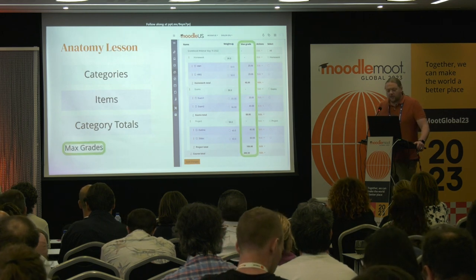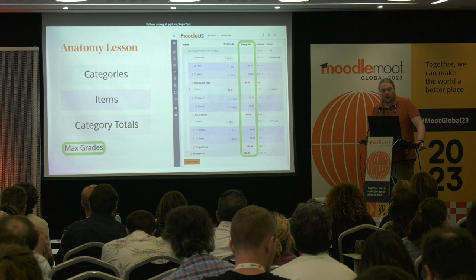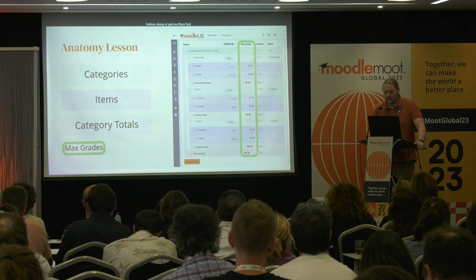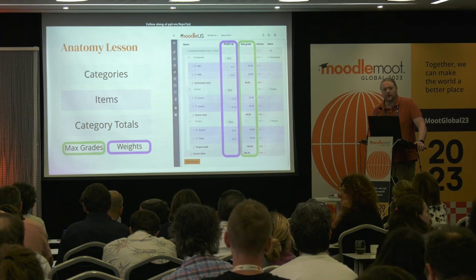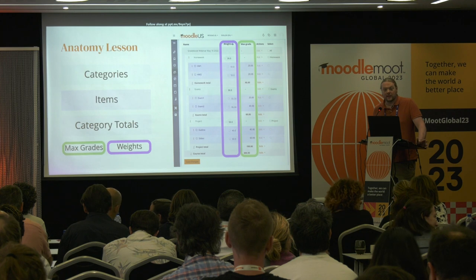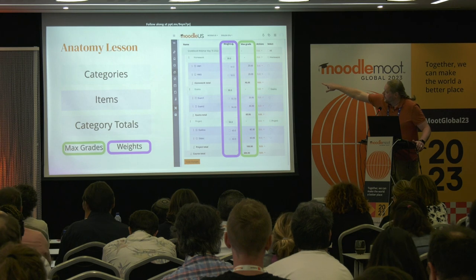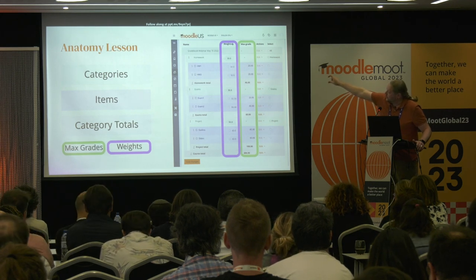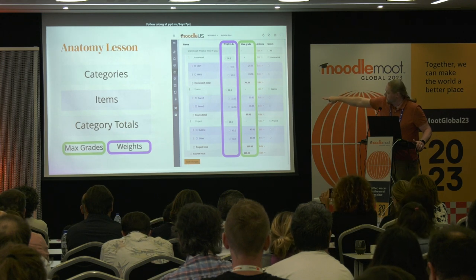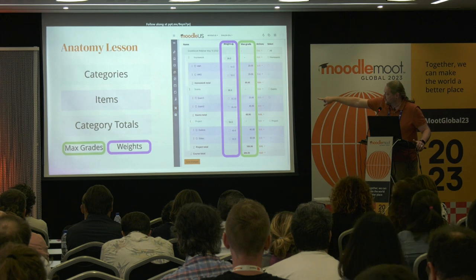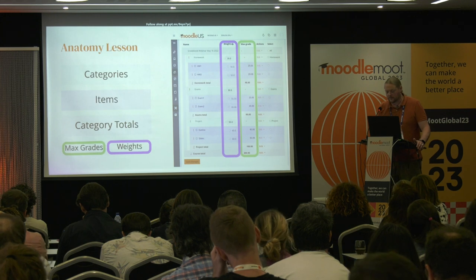This is the max grade column. This tells you how many raw points each category and or item is worth, represented in points. And this is the weights column. This tells you what percentage of each level your grades are worth. For example, homework 1 and homework 2 are both 20 points. Ergo, they are 50% of that category. This one, exam 1 is 20, exam 2 is 40, ergo exam 1 is 33%, and exam 2 is 66%, and 2/3.